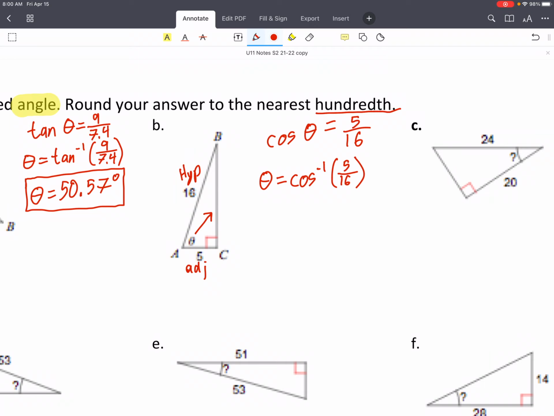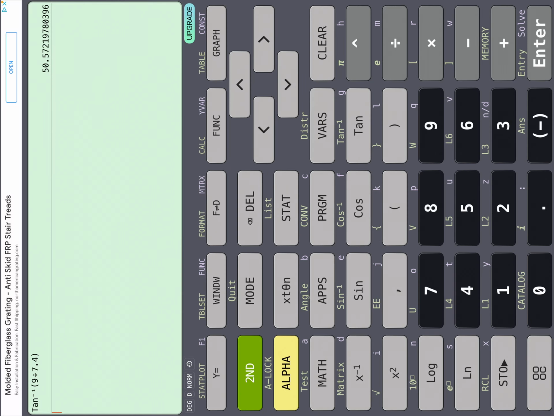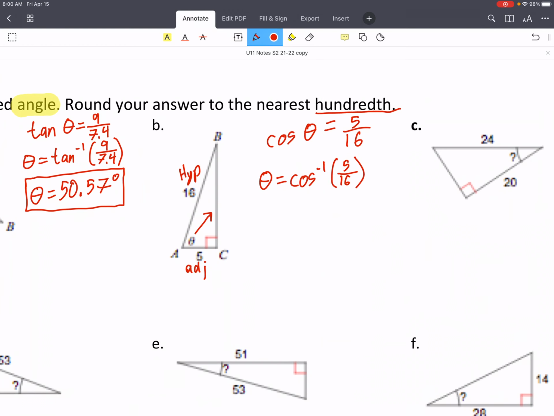And again, we just plug that into our calculator. So we come to our handy dandy calculator. Second cosine, 5 divided by 16, enter. We're rounding to the hundredths place, so we'd have 71.79 degrees. So theta would equal 71.79 degrees. Okay.